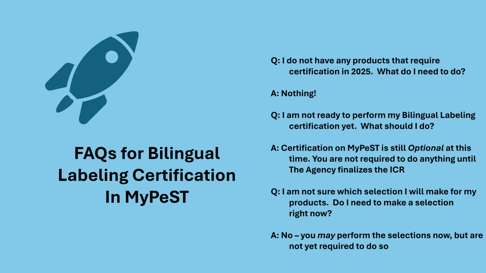I am not ready to perform my bilingual labeling certification yet. What should I do? And the answer there is that certification on MyPest is still optional at this time. You are not required to do anything until the agency finalizes the ICR. The third question is, I'm not sure which selection I will make for my products. Do I need to make a selection right now? And the answer there is no. You may perform the selections now since it's available, but you are not yet required to do so.